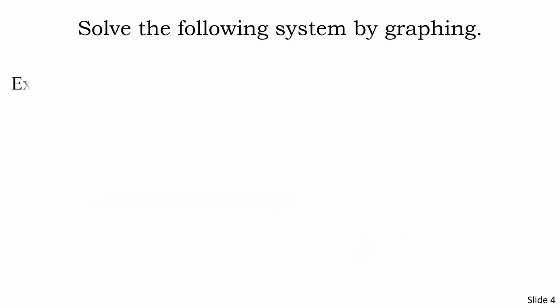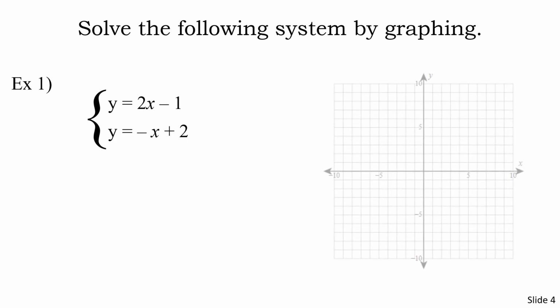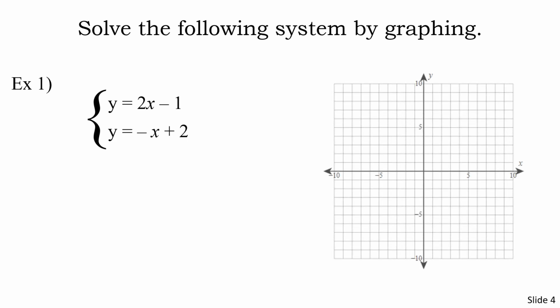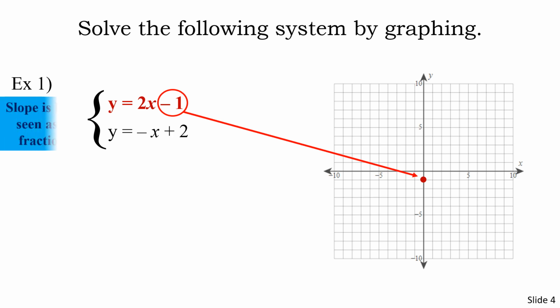So let's look at the following system. This is the same system, by the way. If we look at the top equation, which I've highlighted in red, y equals 2x minus 1, we're going to start at negative 1 on the y-axis. I want to think of my slope as a fraction, 2 over 1. So from that y-intercept, negative 1, I'm going to go up 2 over 1, up 2 over 1. I can keep going as many times as you want.